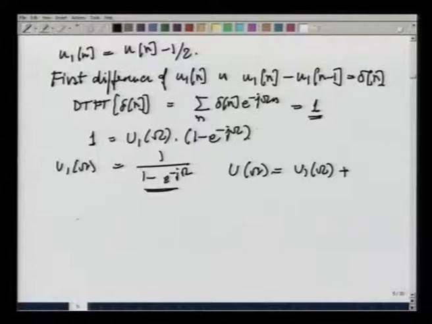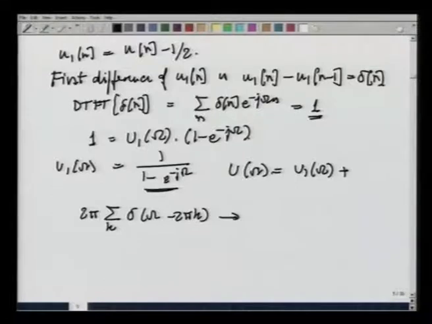We had that 2 pi summation over all k delta omega minus 2 pi k had an inverse transform of 1. So, we now have that half is transformed to pi summation over all k delta omega minus 2 pi k. This is the transform of half.